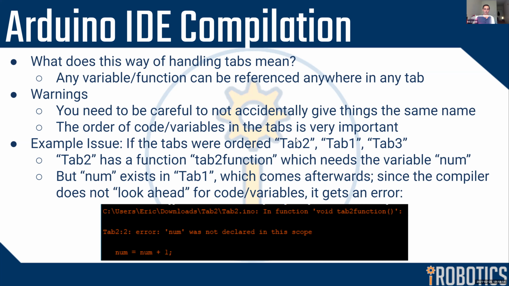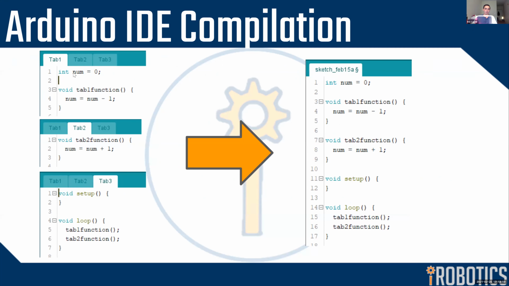So if the tabs are ordered tab 2, tab 1, tab 3, that'll give you an issue. The issue is that this int num line will be put down, maybe on like line 7, but tab 2 function will be on line 1. So on line 2, it says num equals num plus 1. But the way the compiler reads down line by line, it gets to line 2 and says, what is num? I have no idea what num is. Nobody's told me what num is. And then it gives you an error and says, no, I'm not compiling. Even though if it were to look on like line 7 or whatever, it says int num equals 0, then it would know.